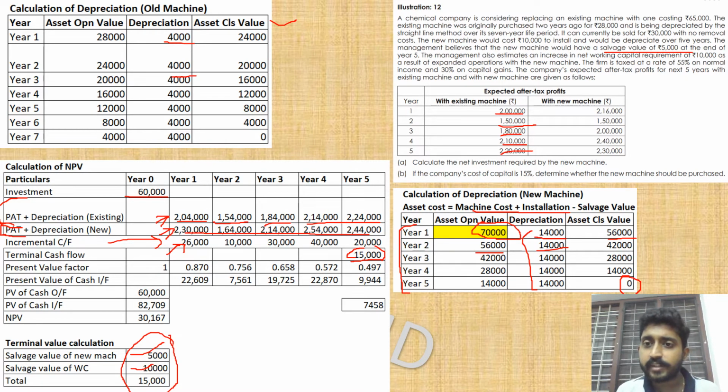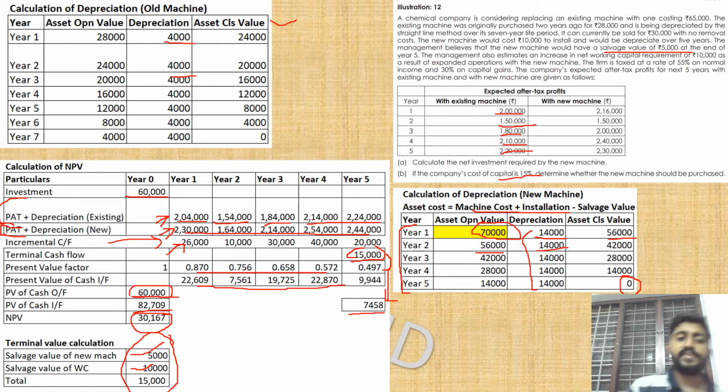Okay, so present value factors can be calculated because the cost of capital is given as 15%. Apply this on the cash flow. You can find the present value of cash inflow. Present value of cash outflow you already have, which is 60,000. And for the terminal value also, 15,000 multiplied by 0.497 will give you terminal cash flow at present value of 7,458. So 82,709 plus 7,458 minus 60,000 will give you an NPV of 30,167. NPV is positive, which is good for the company.